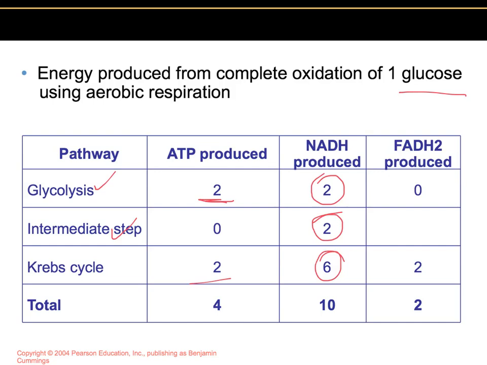Now, remember that the diagram that I showed you showed 3 NADHs and 1 FADH, but we times everything by 2 because it was 2 of those molecules that were coming in. So we got 6 NADHs and 2 FADHs. Remember that the NADH yields 3 ATPs because it's put higher up on the electron transport chain, and the FADH yields 2 ATPs because it is put lower down on the electron transport chain.